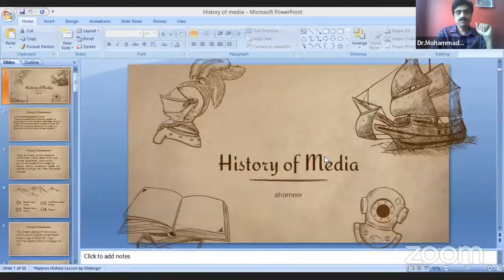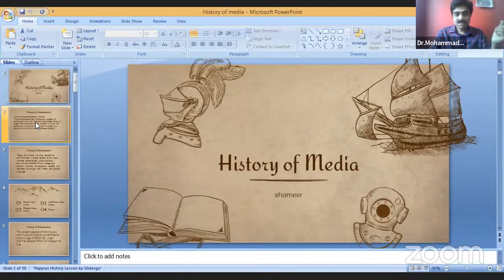So the basic thing, in this history of press, I will share the PPTs. We'll start with how, over the period of time, print media came about, how the paper was invented, who invented it, and the major milestones in the history of the media. We'll start with a brief history of how it started. So, history of the media.